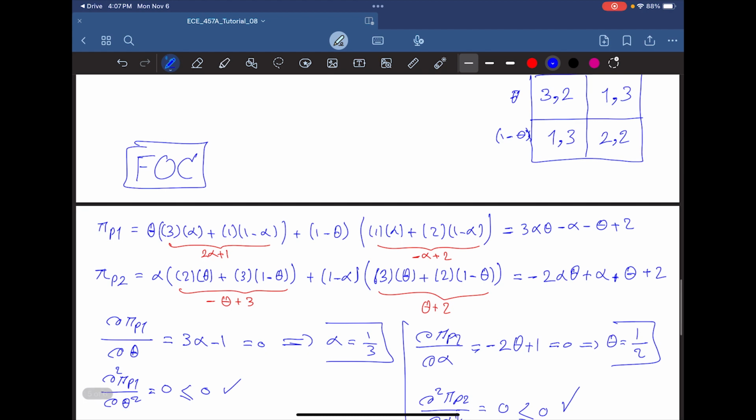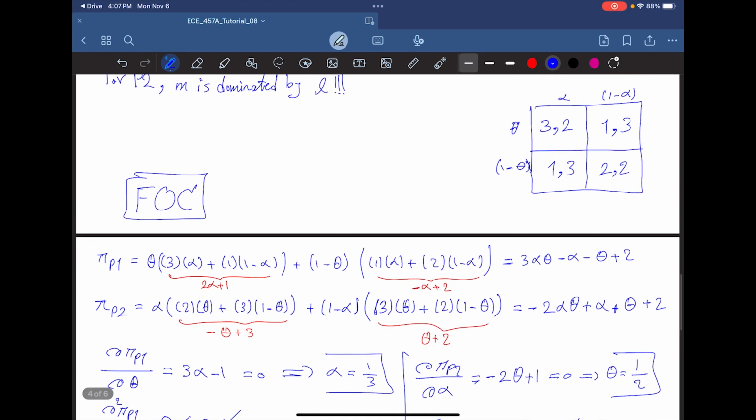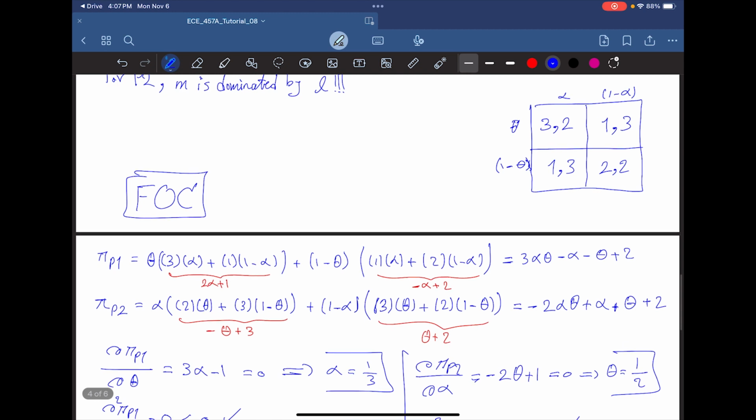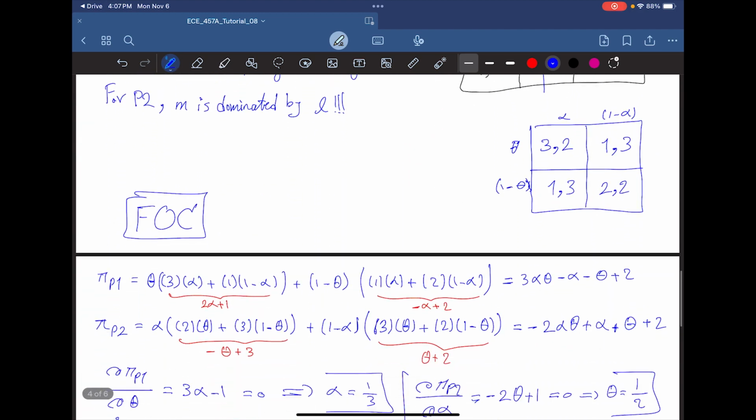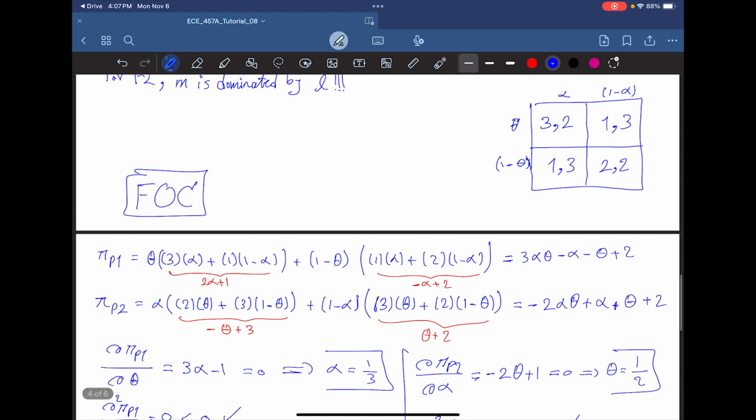Okay, so the first player plays U and D both with a probability of 0.5, yes, this one is the first player. And the second player plays L with a probability of 1 over 3 and R with a probability of 2 over 3.